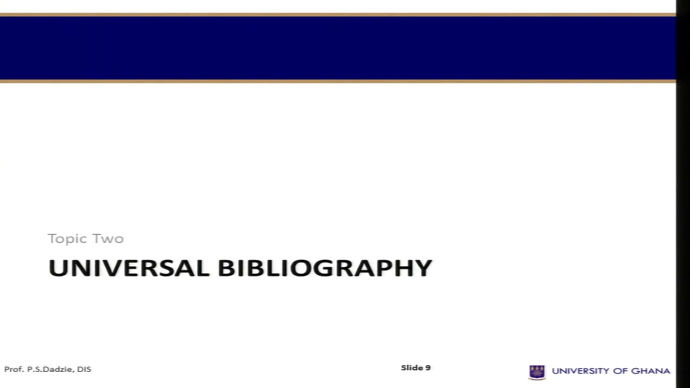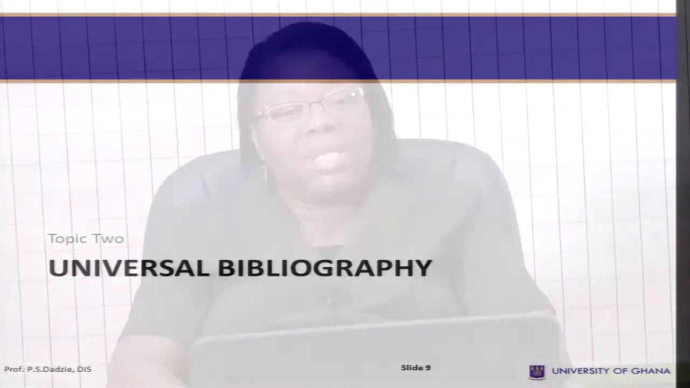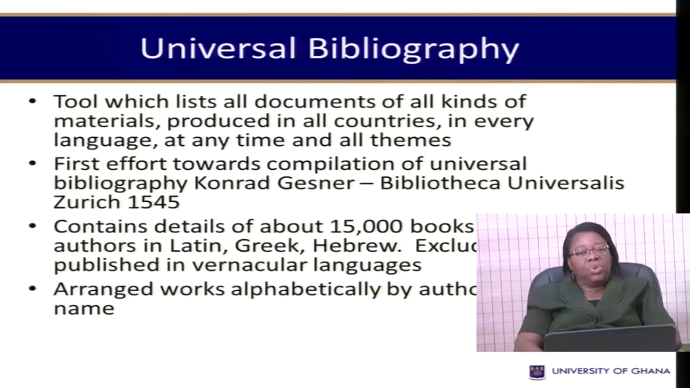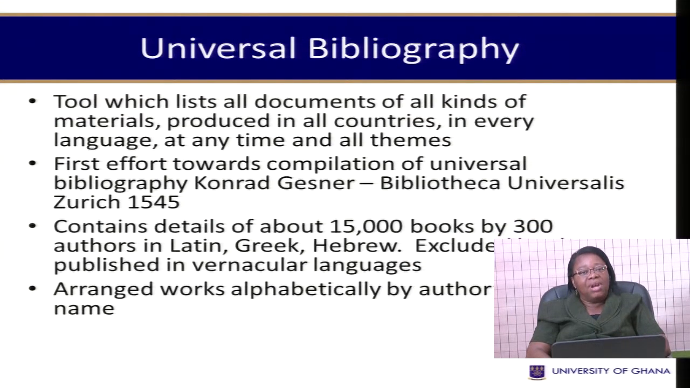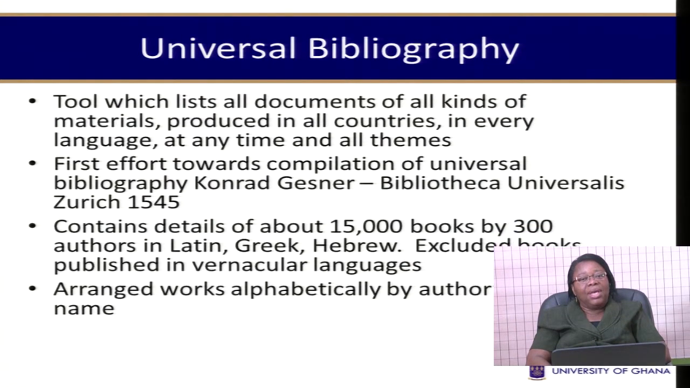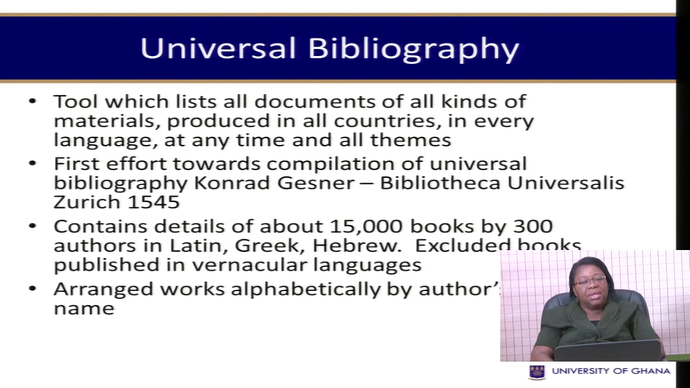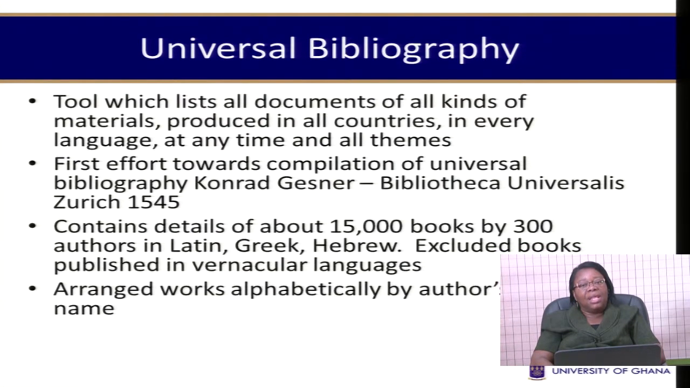Now, let's move on to universal bibliographies. What are universal bibliographies? Universal bibliographies happen to be a tool which tries to list all kinds of materials produced in all countries and in every language at any time and in all themes. Now, from this definition, you know that this is virtually impossible. Nobody will be able to list all materials from every country, in every language, at every time.